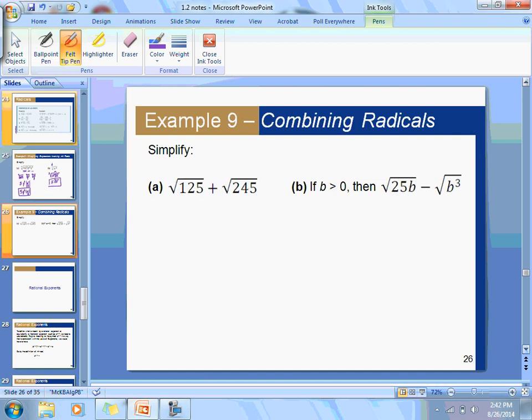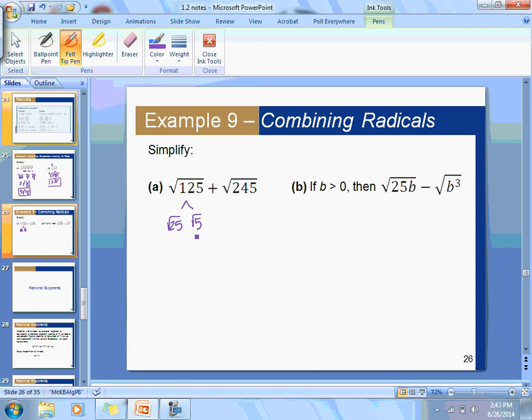Now example 9, this should be pretty similar, especially part A. This you should be familiar with, and part B is going to be similar to what we just did. But part A, you should have done this in algebra and geometry, so you should know that we're going to take these big non-perfect square roots and break them down into perfect square roots. So for 125, I have to think, okay, what's the biggest perfect square that'll go into 125? Well, that's going to be 25 times 5. 25 is a perfect square, and it goes into 125 5 times.